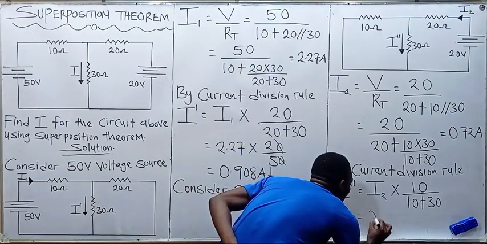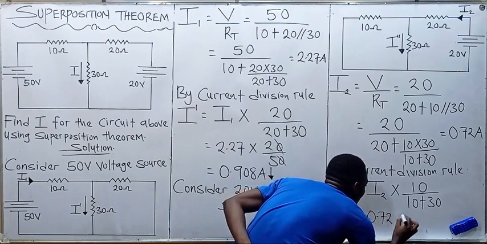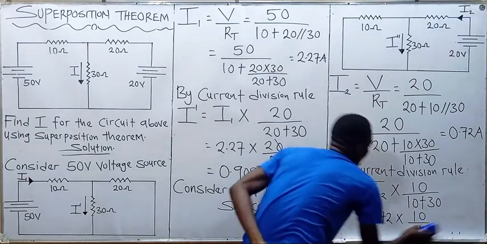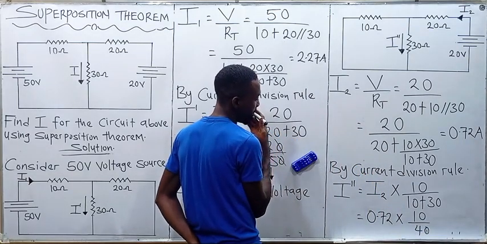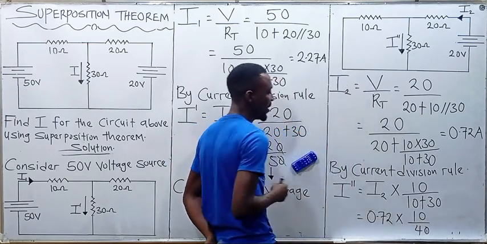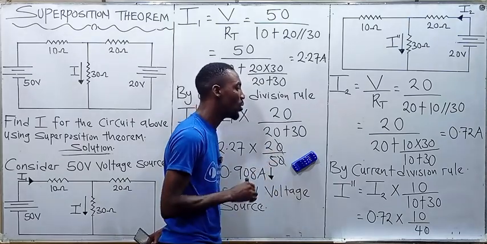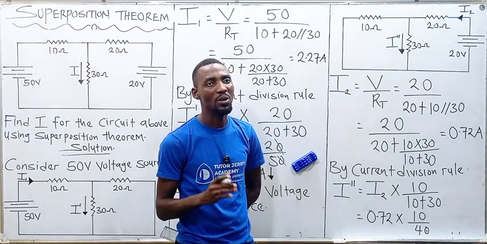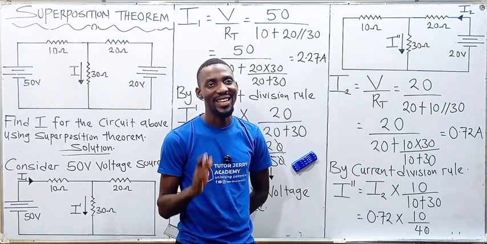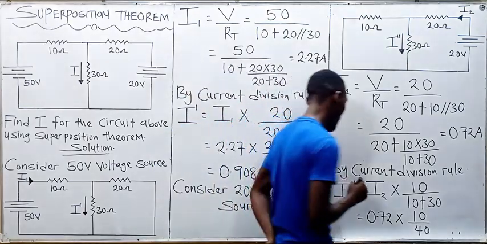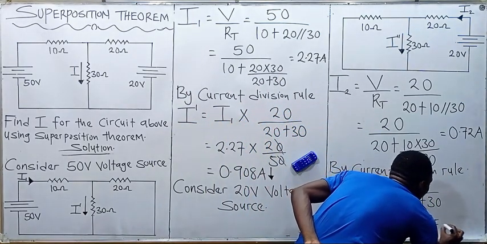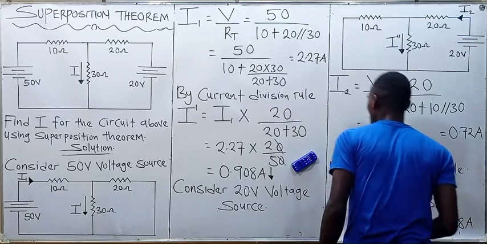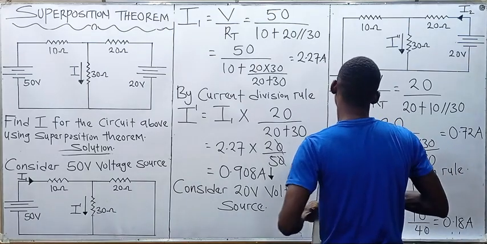So now this will be equals to, so what is our I2? Our I2 is 0.72 multiplied by 10 all over what? All over 40, right? So if you do 10 multiplied by this, it's going to give you 7.2. 7.2 divided by 40, you are going to have this to be nothing but what? A 0.18 ampere. So this is going to give us 0.18 ampere. All right, so that is how to go about it now.